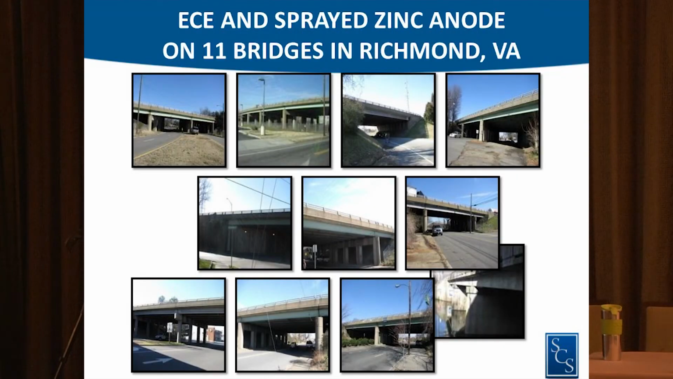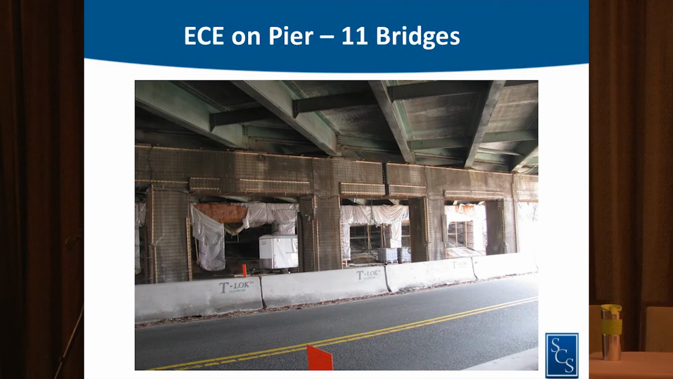So here's another project we worked on, ECE and sprayed anode, 11 different bridges in a 10-mile corridor. So you're looking at this, you really want to know, what are the one or two things I can do to extend the service life of all these 10 or 11 bridges? And that brings some efficiency and cost savings to this process. And that's what we did on this. And that's what some of the ECE looks like. I just want to put a couple of slides in there. What does it look like?